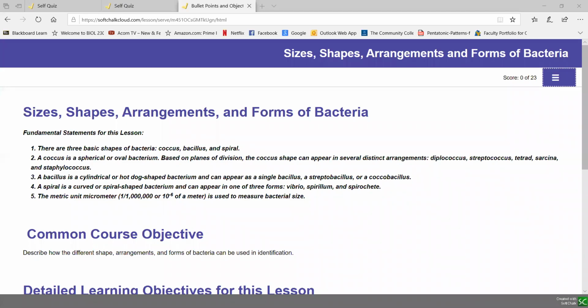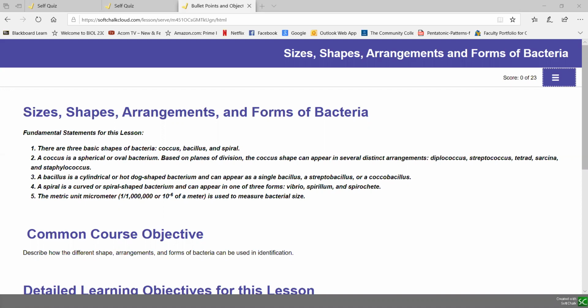Our second SoftChalk lesson in Unit 1, Lecture 2 deals with sizes, shapes, arrangements, and forms of bacteria. Now, these are the same objectives you're also going to have in Lab 1 in your laboratory portion of the course. We need to know those throughout the course in both lab and lecture.